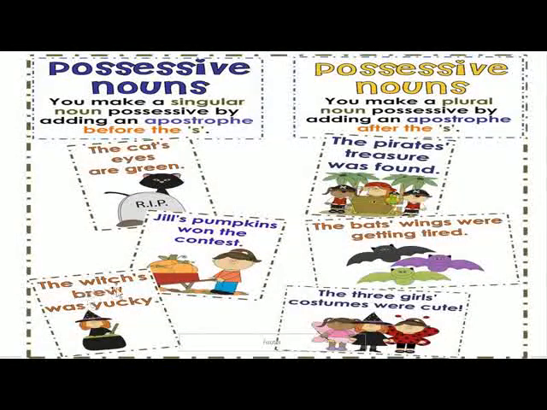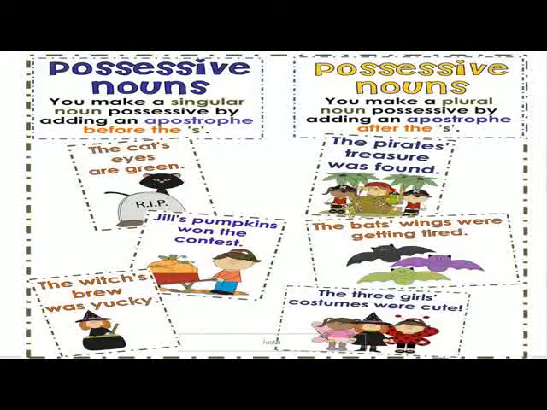Now I talk about one witch. Look here at this witch. This witch's brew was yucky. Because I have one witch, what will I do? I will use the apostrophe first, then I put the S. Let's move to the plural. The pirates' treasure was found. How many pirates do I have here? 1, 2, 3. So the word will end with S.